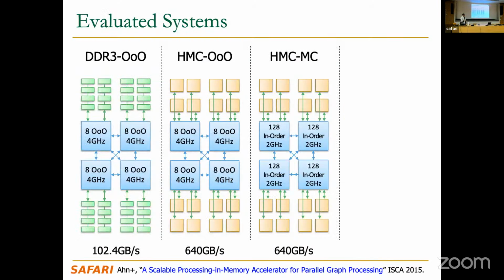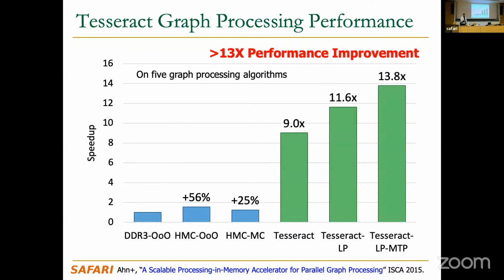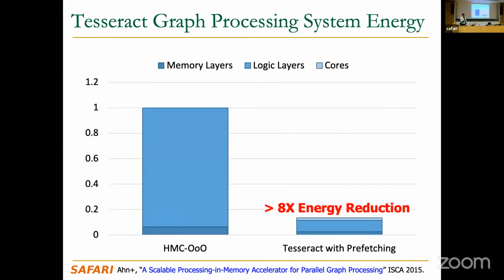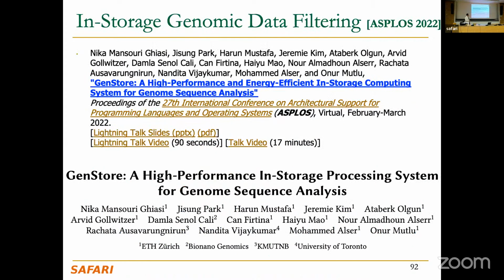If you compare the bandwidth we get from this proposed system with a more conventional processor-centric one, we get way more bandwidth: 8 terabytes per second, while a conventional DDR4 system gives you 100 gigabytes per second. By using this Tesseract architecture, we can heavily improve performance for these graph processing algorithms while reducing the energy of computing by 8 times. So yeah, this is the Tesseract paper.